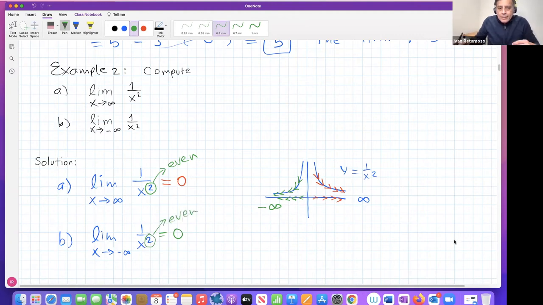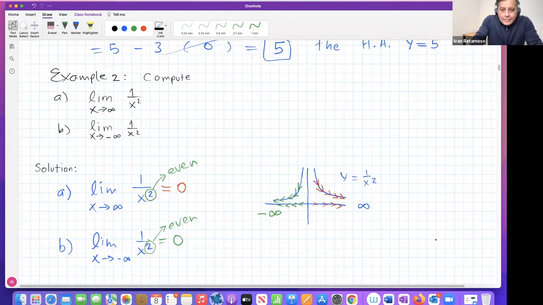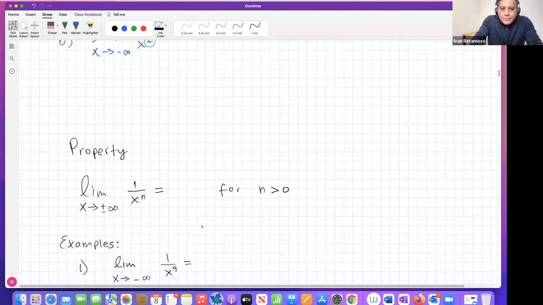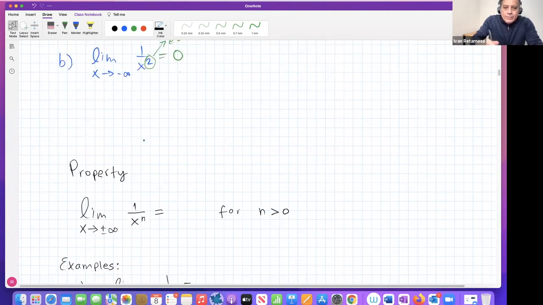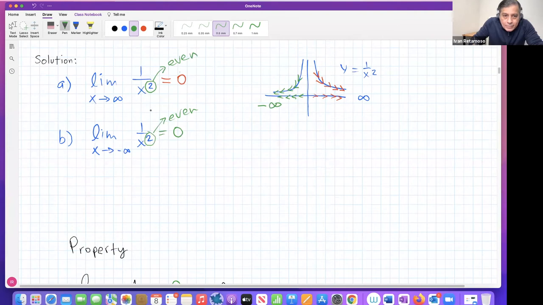Try to keep that in mind. Later we will use it. So mathematicians discovered then that when you have this form 1 over x to the n, when x approaches infinity or minus infinity, in general, this limit should be zero, as long as your n, the exponent, is positive, right? Could be positive 1, positive 2.